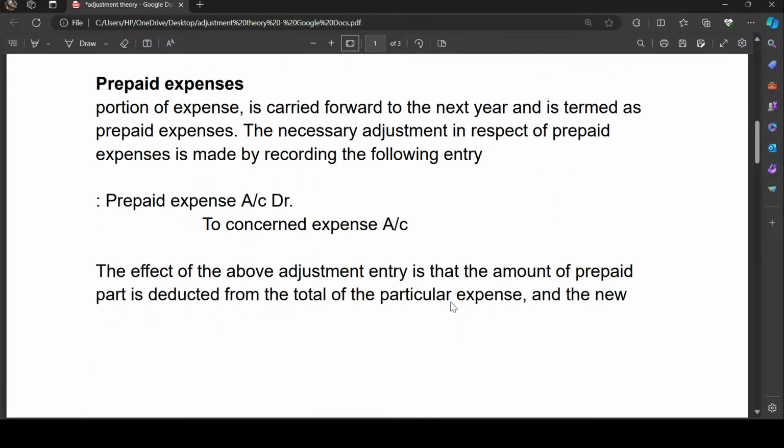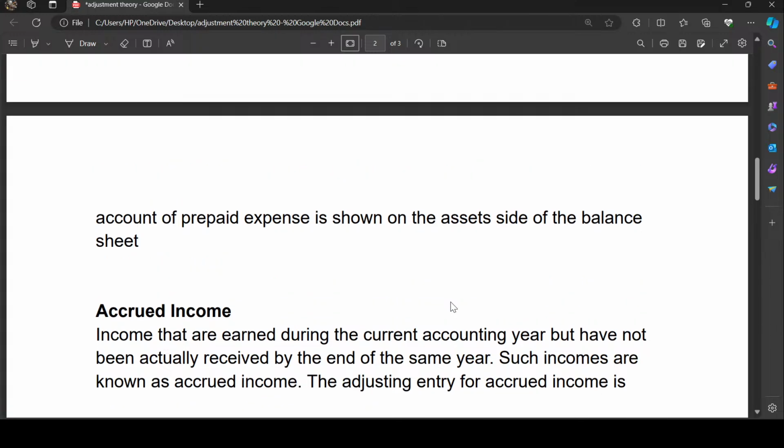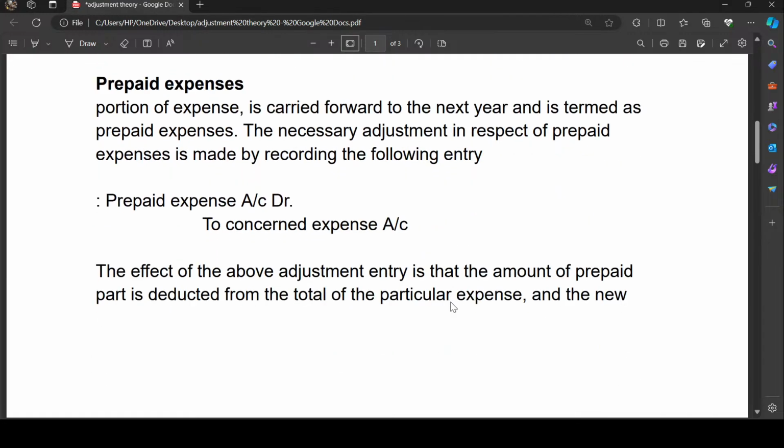Let's move to prepaid expenses. This portion of expense carried forward to the next year is termed as prepaid expenses. The necessary adjustment in respect of prepaid expenses is made by recording the following entry: prepaid expense account debtor to the concerned expense account. Hope it's clear. The effect of the above adjustment entry is that the amount of the prepaid part is deducted from the total of the particular expense, and the new account of prepaid expense is shown on the asset side of the balance sheet. So now we have studied closing stock, outstanding expenses, prepaid expenses.